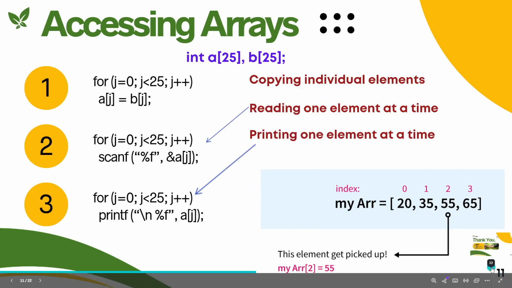In the example you see on the right, you could see an array, myArray, that has 4 elements in it, where the index runs from 0 to 3. So, if I want to access the third element from the array, then I have to specify its index, myArray[2], in order to access the value 55 from that array.